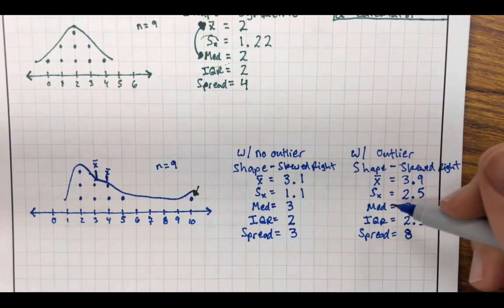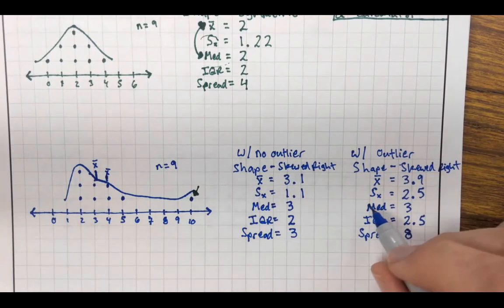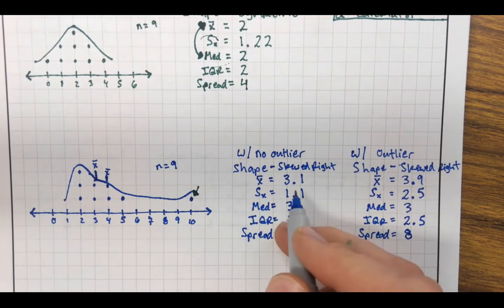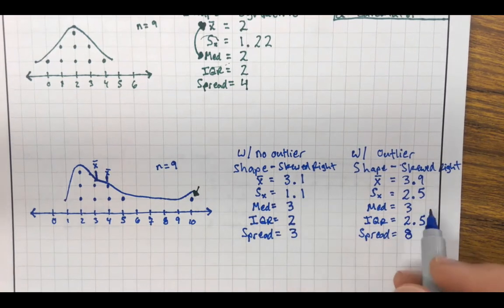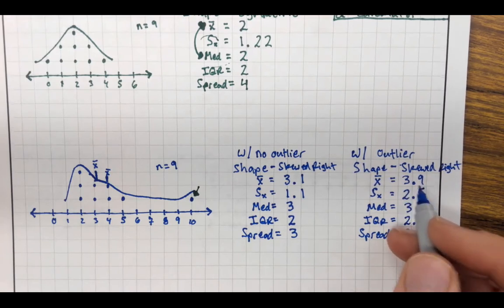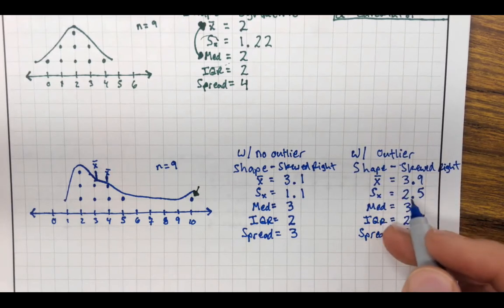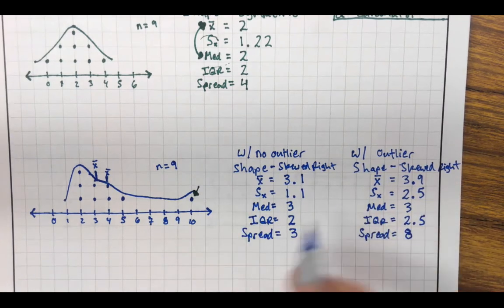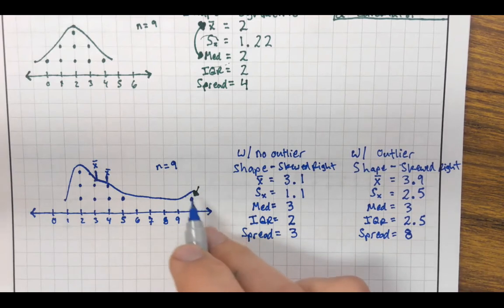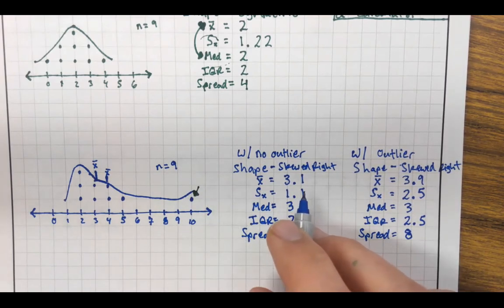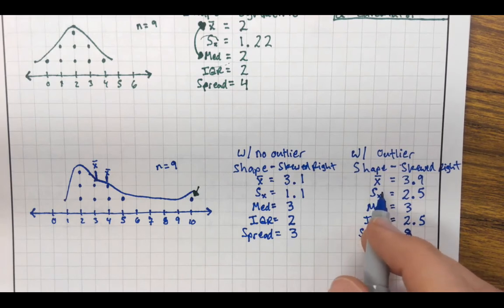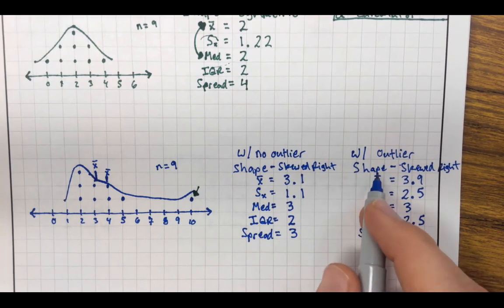The median, again, just stayed at 3, but the standard deviation, look at that, we typically varied by 1.1 without the outlier. Adding the outlier, we more than doubled our standard deviation. We now vary by an average of 2.5. So the standard deviation is not resistant to outliers. Outliers and skewness definitely have a pretty big effect on the standard deviation. And of course, that's because the standard deviation is calculated using the mean.